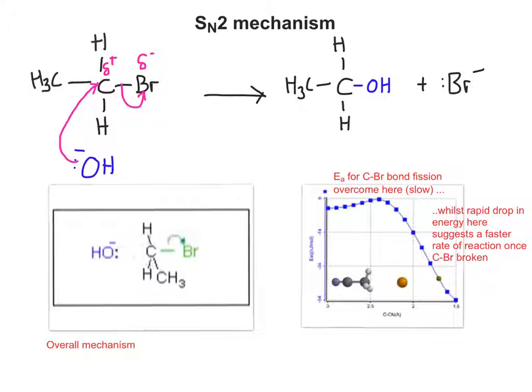And if you look at the animation on the right, the activation energy for that has to be overcome. But as that's overcome, and then the Br leaves, the energy within the chemical system drops. So as it drops, it stabilizes, and that part is much faster. So the slow step is up to about here, and after that, things start to speed up.